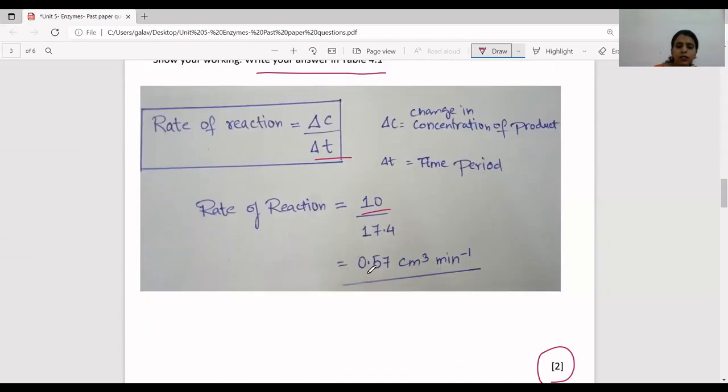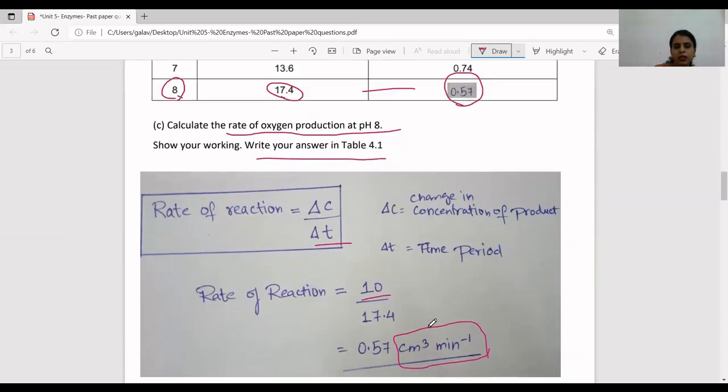So as per the formula, the rate of reaction will be 10 divided by 17.4, and the correct answer you will get is 0.57 centimeter cube per minute. It's compulsory to write down the unit in front of your answer. If you show this entire calculation, 10 divided by 17.4, and write down centimeter cube per minute, you will get 1 mark. Another 1 mark is for writing the answer in the table. If you do not write the unit, marks won't be awarded. So whenever you solve such questions, you have to mention the unit. And as it's mentioned here, write your answer in table 4.1, so you should also write your answer in table 4.1. Hence you will get the complete 2 marks.